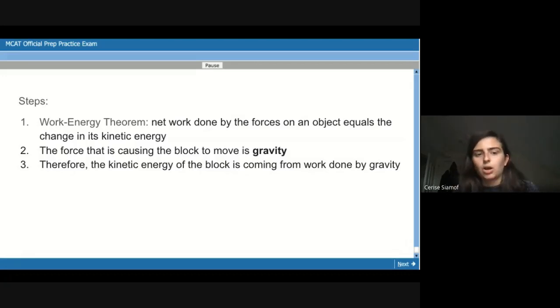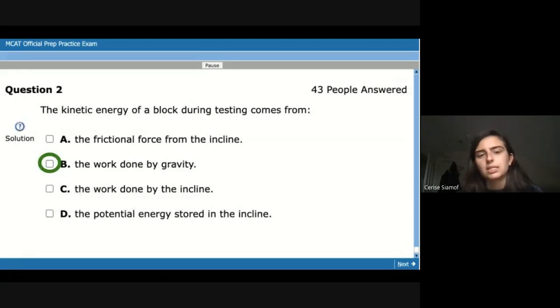So D is wrong. If you want to click back to what D is. D is saying that there's potential energy stored in the incline. The block has a certain amount of potential energy because it's on the incline, but the kinetic energy of the block comes from the work being done by gravity to essentially convert the potential energy into kinetic energy. So the block does have potential energy, but the kinetic energy is coming from work done by gravity. And that's because of the work energy theorem. So work is being done on the block by gravity.